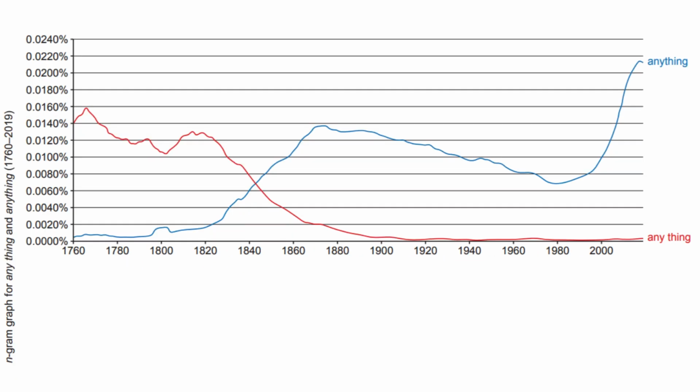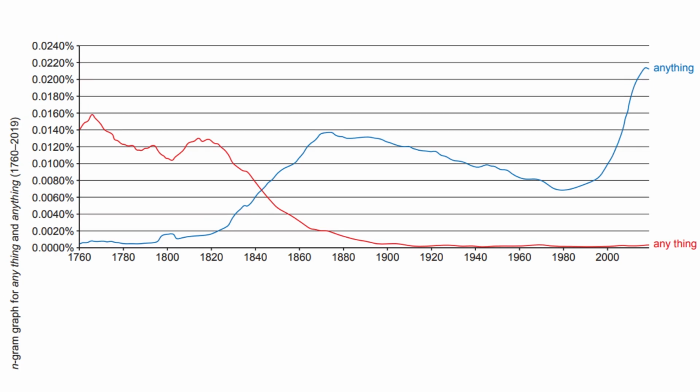Now look at this graph. It indicates that the evolution from two separate words, that is any and thing, to the single word anything occurred over a significant period, and that is 1760 to 2019. This long duration suggests a gradual and natural shift in language usage.